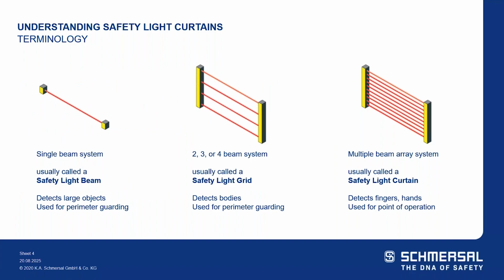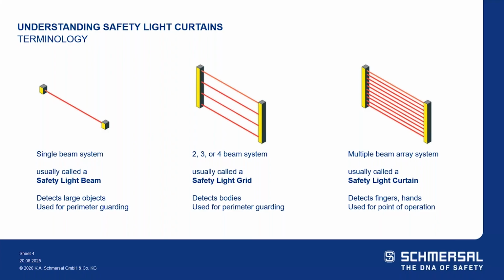So, some terminology to look at. A single beam system is usually called an SLB, or single light beam, as we use in our nomenclature, and that will be used to detect larger objects, primarily for perimeter guarding. Then you can have your 2, 3, or 4 beam system, typically called a safety light grid. With our nomenclature, we start our series off with SLG, and that is typically used to detect whole bodies, and typically used for perimeter guarding as well.